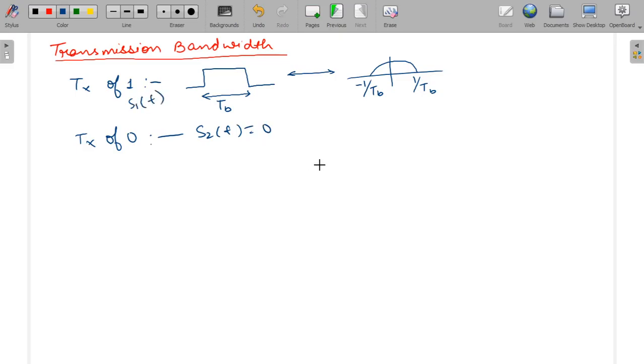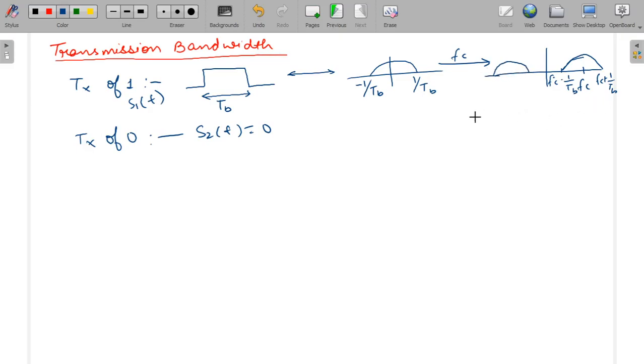So now what will be the bandwidth here? Now when this is multiplied with the carrier signal of fc, we will get output like this. Okay, this is our fc. This point is fc plus 1 by Tb. This point is fc minus 1 by Tb. Same on the negative part also.